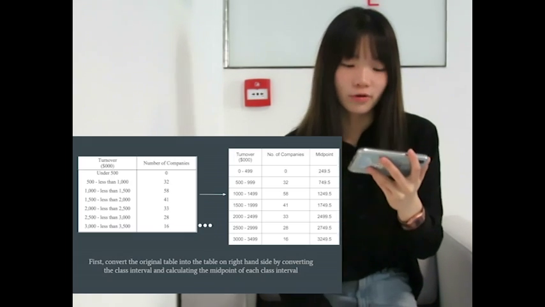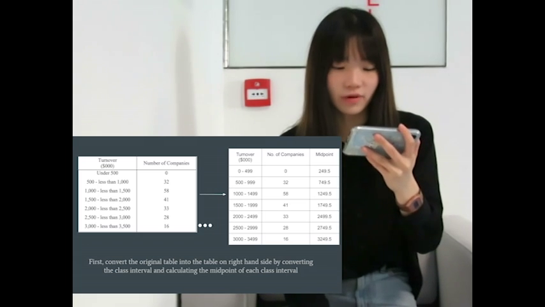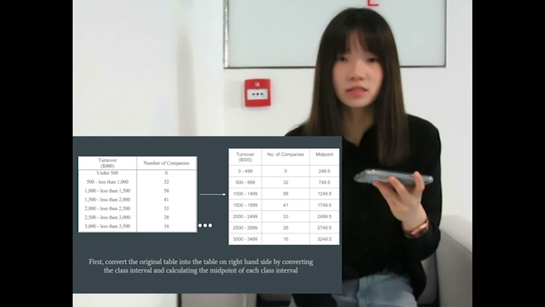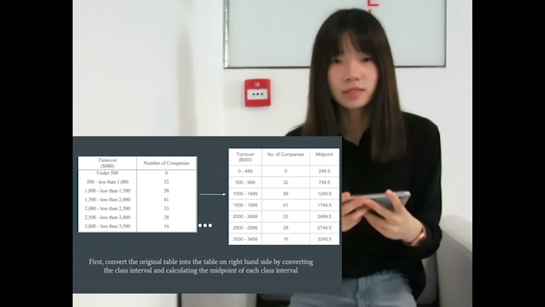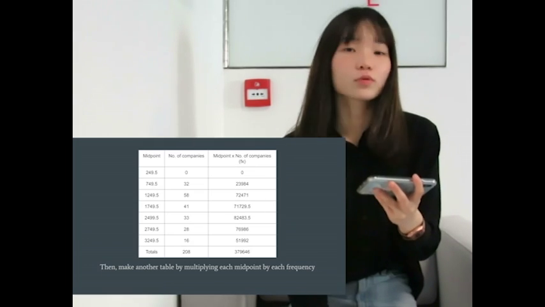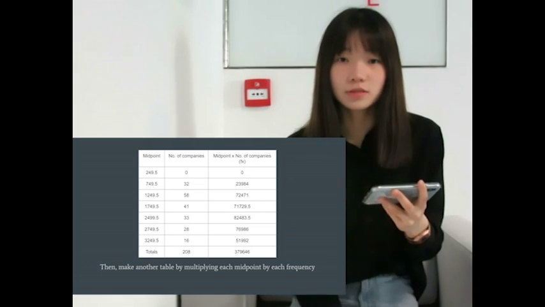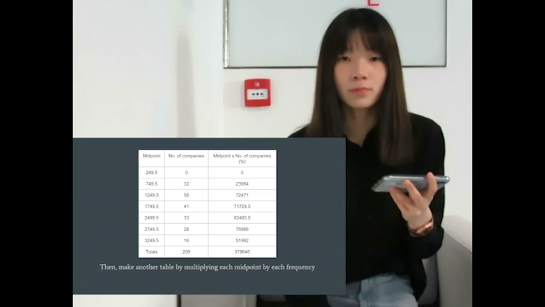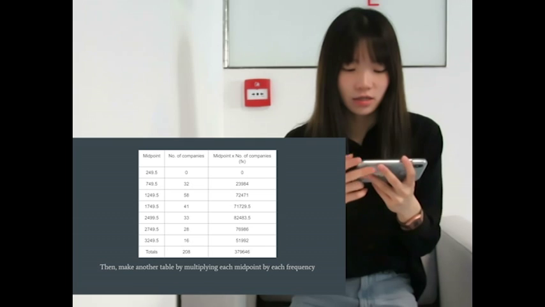First, we have to convert the original table provided into the table on the right-hand side by converting the class interval and calculating the midpoint of each class interval. Then, we can make another table by multiplying each midpoint by each frequency, which is the number of the companies provided.